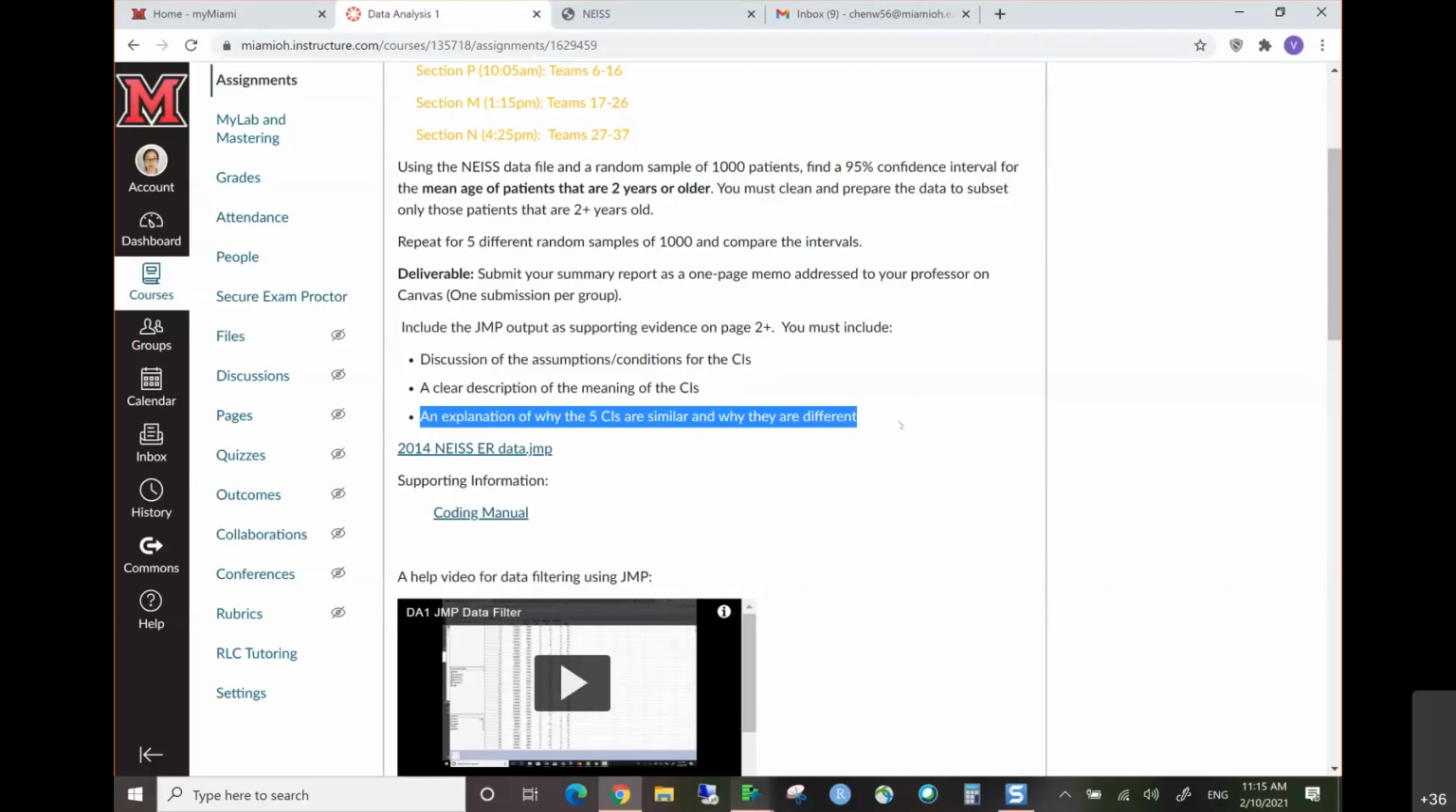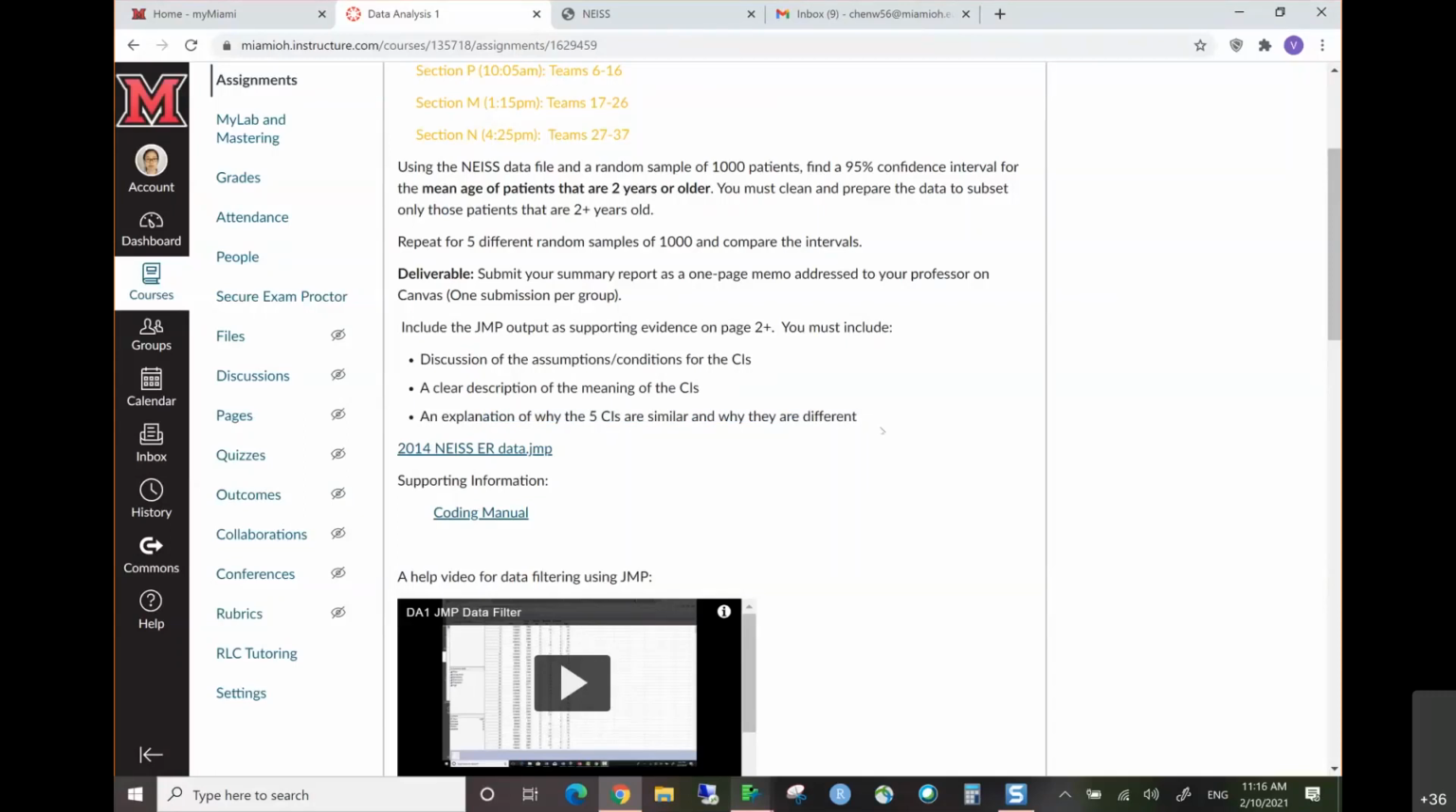Okay, so this will be your data analysis 1. I do not expect that you will have a long memo. Limit it to 1 page. Include all of these discussions: the assumptions, the interpretation of your confidence intervals, and one more discussion. That will be your data analysis 1.